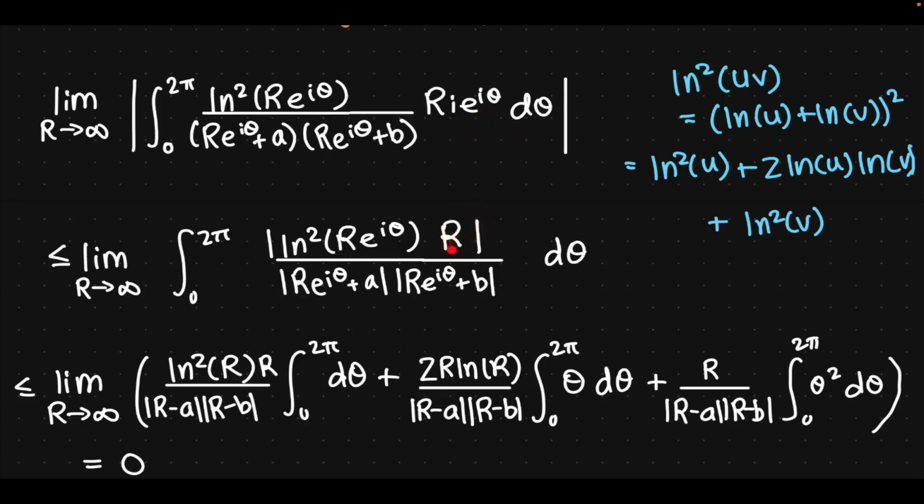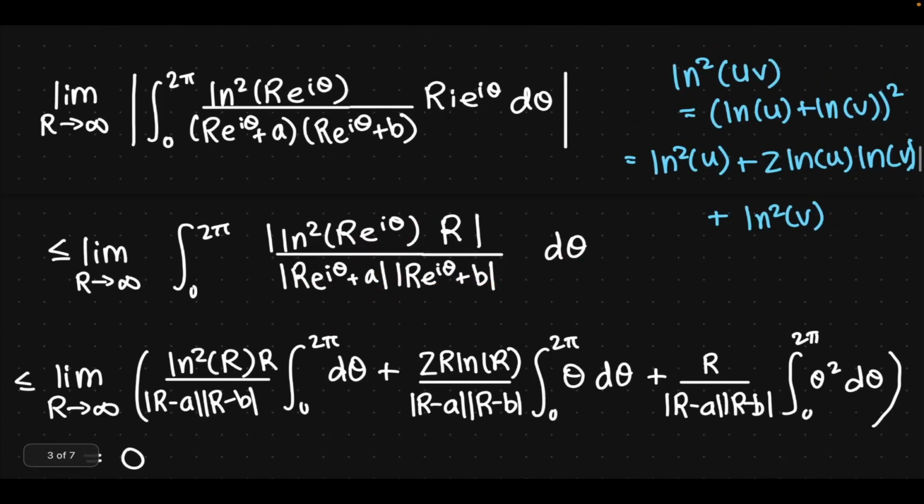So I'm going to write that inside the absolute value like that, alongside the ln squared of r e to the I theta. And the denominator is as it is. I'm just applying absolute value to each factor in the denominator. Now, I'm going to use the property of logs that we can split up a product in the argument as a sum of logs. So ln squared of uv is actually (ln u plus ln v) squared. So when we square that with the simple square algebraic identity, we get ln squared u plus 2 ln u ln v plus ln squared v.